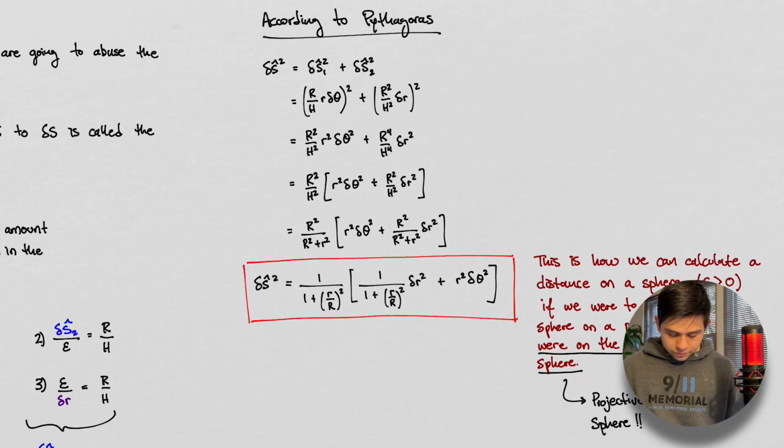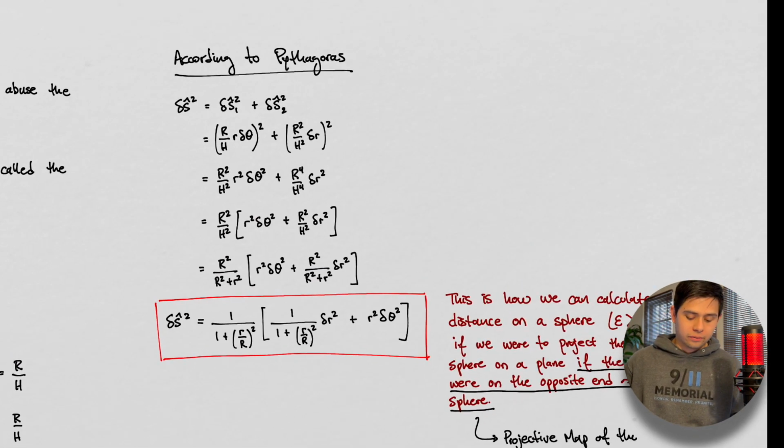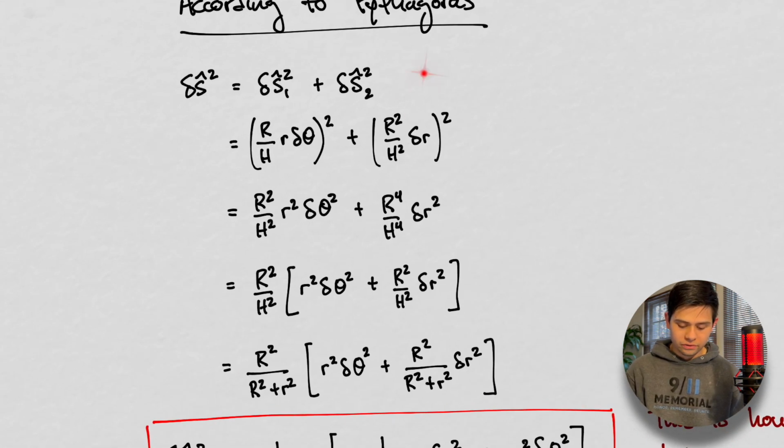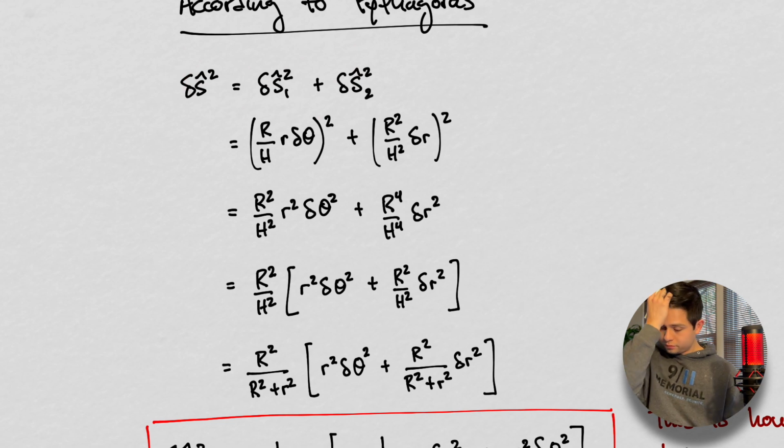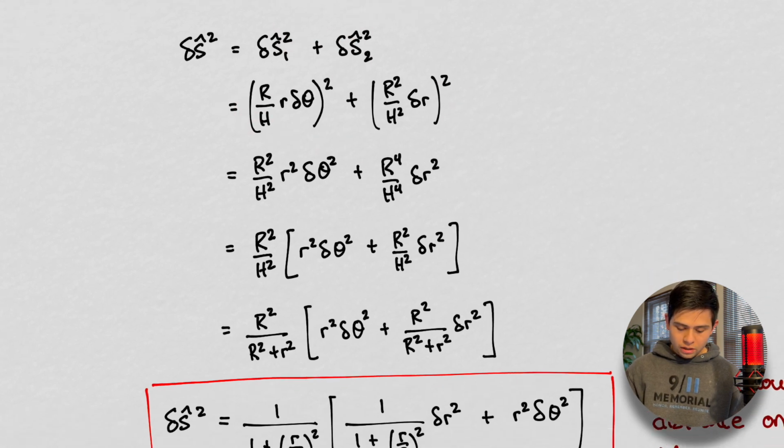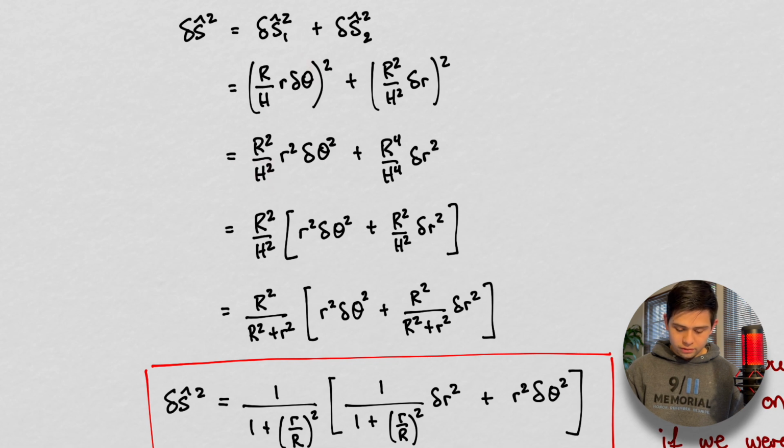All right. So now we take the Pythagorean theorem, right? So according to the Pythagorean theorem, we have this equation right here. So delta S squared, delta S1 squared, delta S2 squared, these are on the sphere. And again, this is just Pythagorean theorem. Everything's squared. We can now plug in what we found these two guys were. And again, we just square everything, and then we take R squared, H squared out, and we get this.